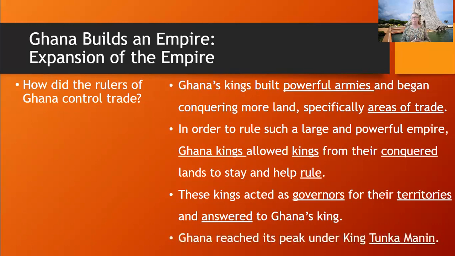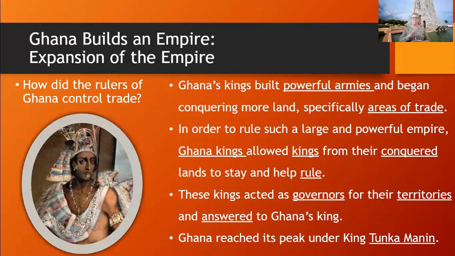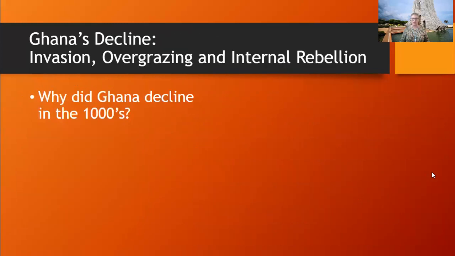And Ghana reached its power under King Tunka-Manen. Now, Tunka-Manen is the man in this picture right here. He was a very elaborate man. He spent a lot of Ghana's money on very luxurious things. He wanted to have a lot of art around him. You can see in the picture, he wore a lot of gold and very ornate clothing. He really lived a very luxurious life and unfortunately spent a lot of Ghana's money at the same time. So that's part of where we get to Ghana's decline.